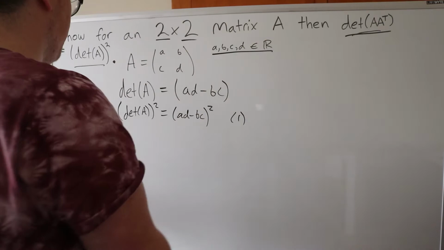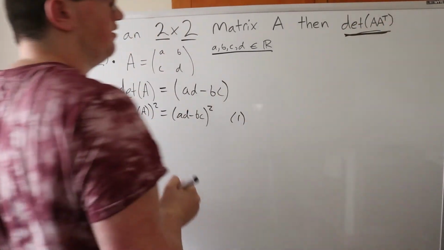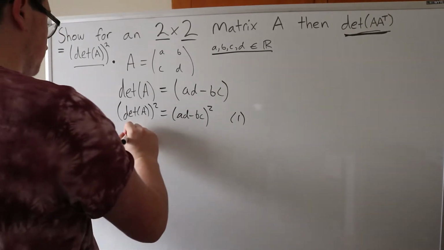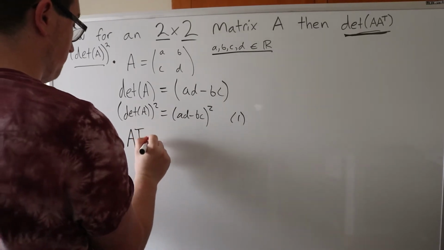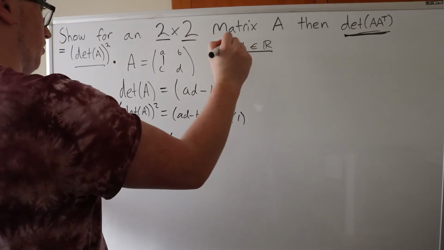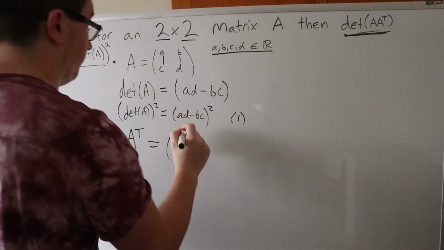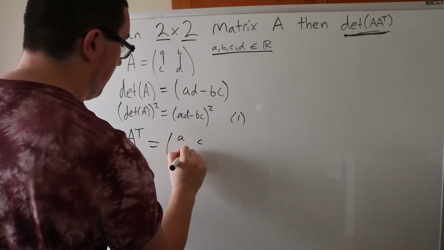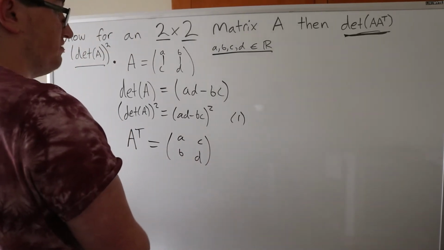And now let's go ahead and find this. So we need A transpose. A transpose is going to be nothing but this becomes the row and this becomes the row, and the columns sort of shift as well. So we get A, C, B, D. So we get that as A transpose.